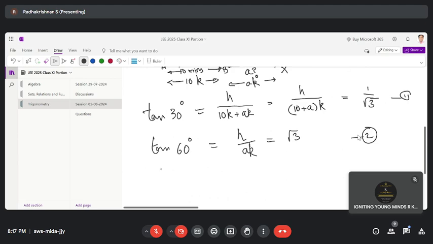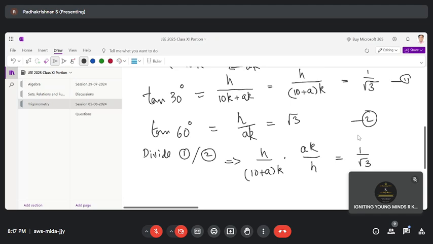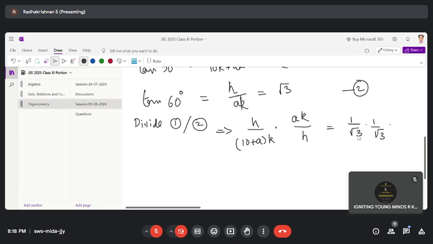Now, divide 1 by 2. A lot of things, K and H, will get eliminated. So that is what you have to do. Divide the two equations like this. What will it give? H by 10 plus A into AK by H. I am dividing the left hand sides, and the right hand sides: 1 by root 3 into 1 by root 3. Now you see this K and H have got cancelled. You simply get an equation in A. A by 10 plus A equal to 1 by 3.